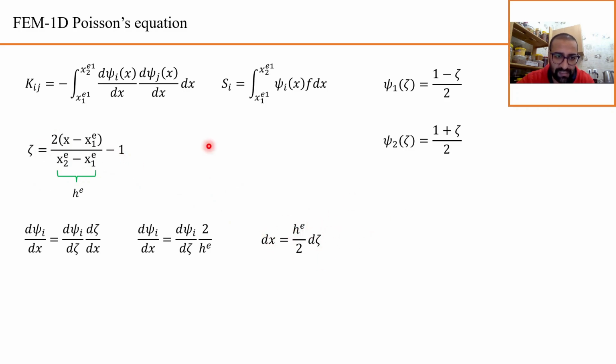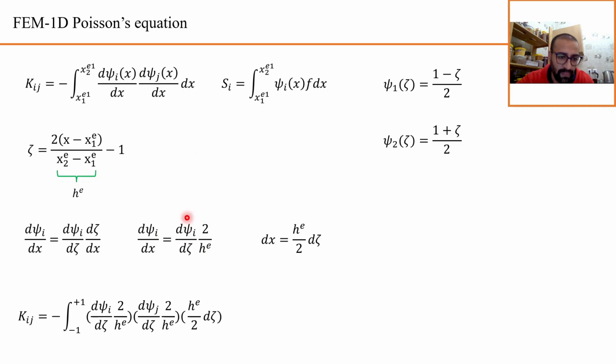Therefore, I substitute dx here, d psi I over dx here, and d psi j over dx should be a similar function. After substitution, you see that we have an h over 2 here, and we have 2 over h here that cancel each other, and what survives is just a 2 over h. And this is constant, and 2 over h comes out of the integral, and you know that the limits of the integral in the new coordinate of zeta should change from minus 1 up to plus 1 when x changes from x1 to x2.